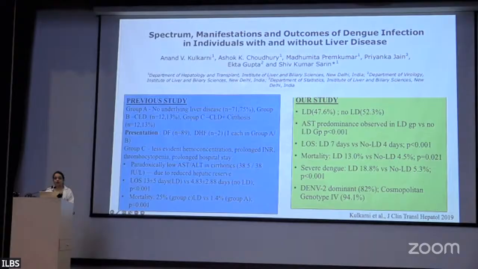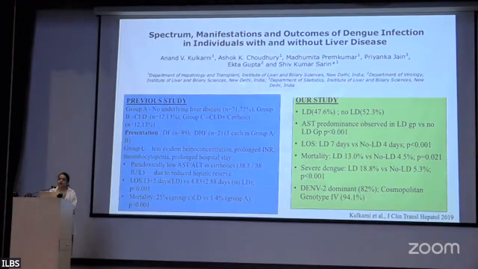And they found that dengue fever was seen in 89 patients, while severe dengue or dengue hemorrhagic fever was seen in just 2 patients. Group C had less evidence of hemoconcentration, prolonged INR, thrombocytopenia, and prolonged hospital stay. Paradoxically, low AST and ALT were seen in cirrhotics, and length of hospital stay and mortality were more in liver disease as compared to no liver disease.